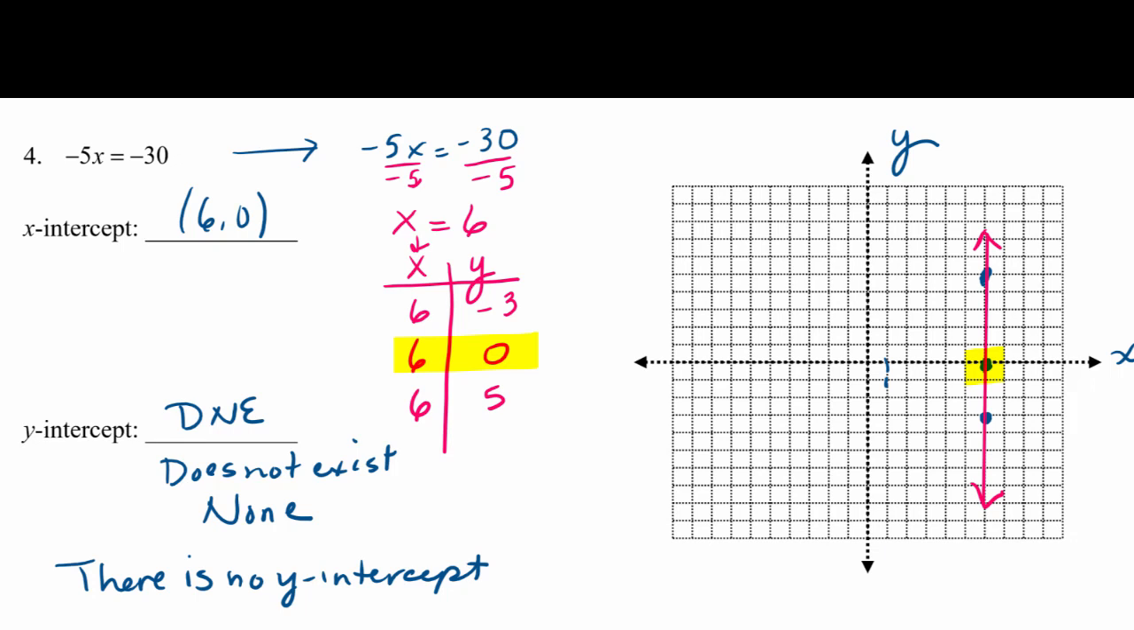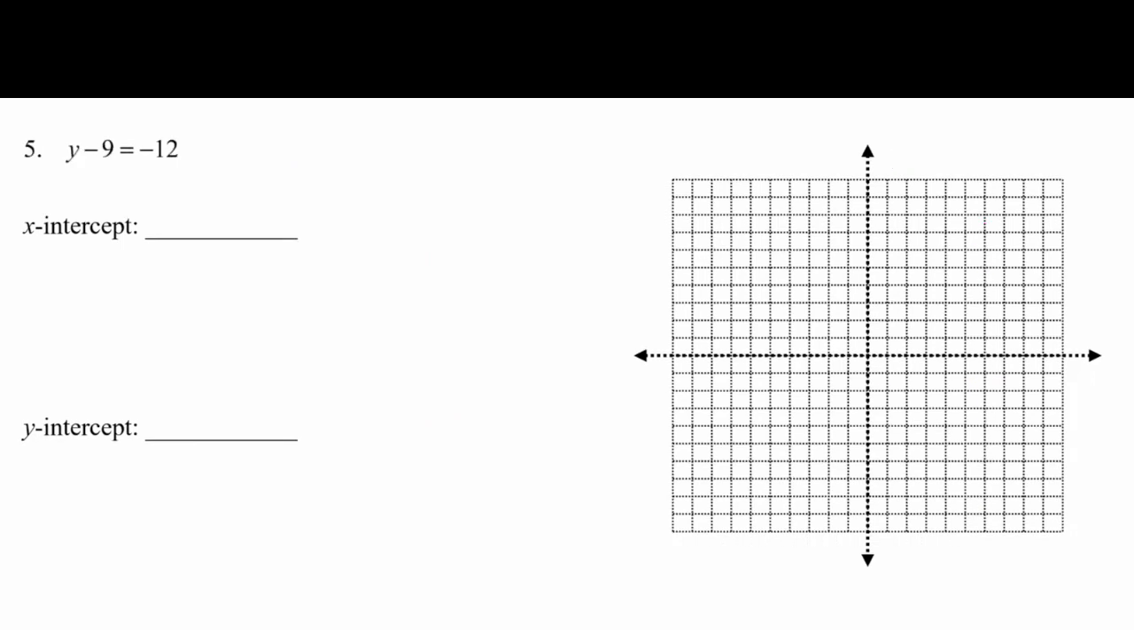Let's take a look at number 5. Okay, so now look at number 5 here. And do you notice that this time we have no x variable? No x variable in the equation. So let's solve for y. Let's add 9. So we get y equals negative 3. Okay, so there's our equation. I'm going to make a table.